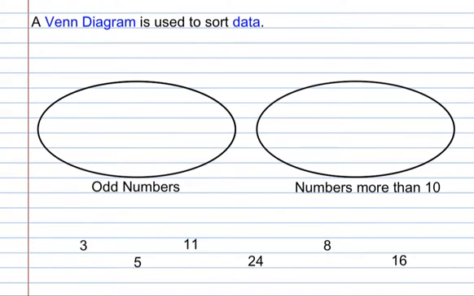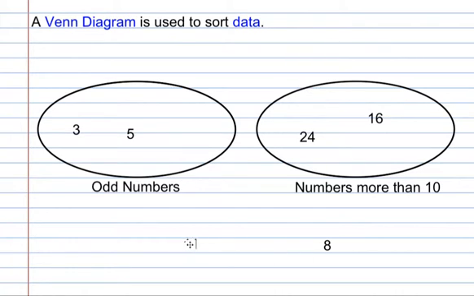Okay, now I'd like you to pause the video and try the same exercise again with the numbers below. Okay, well, what you should have found this time is that the 3 would go into the odd numbers, the 5 would go into the odd numbers, the 24 would go into the numbers more than 10, and the 16 would go into the numbers more than 10. But then you're left with these two numbers here.